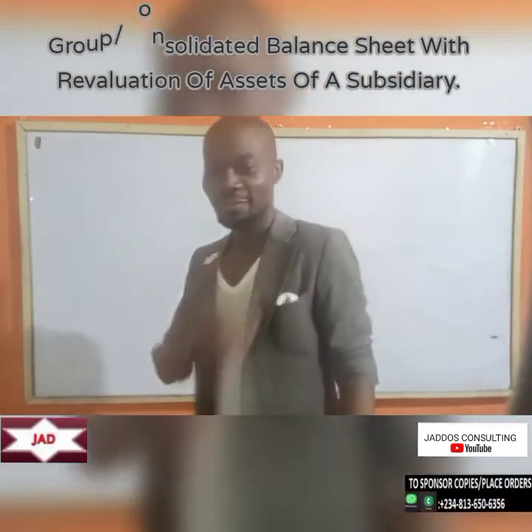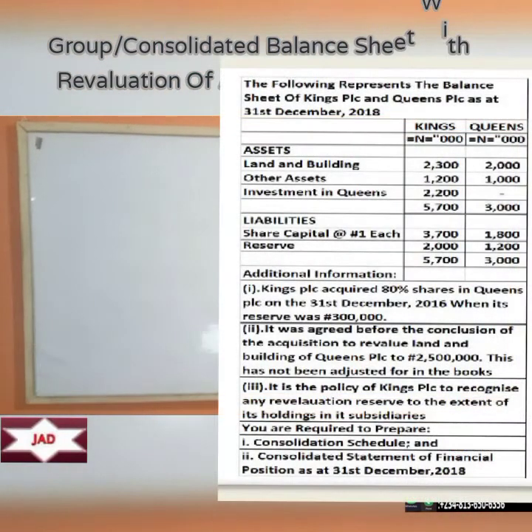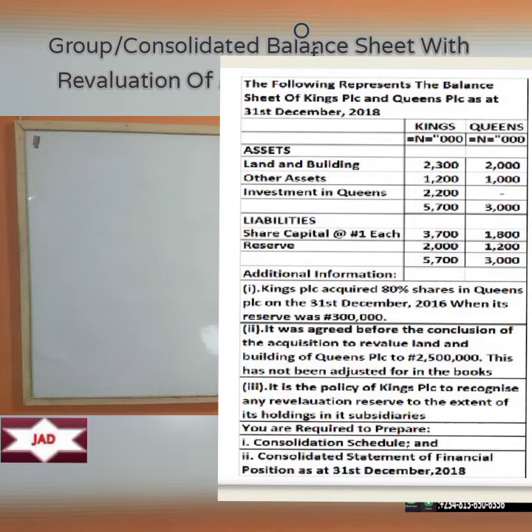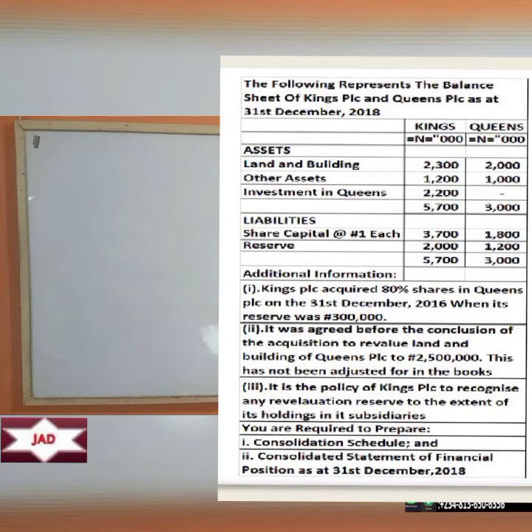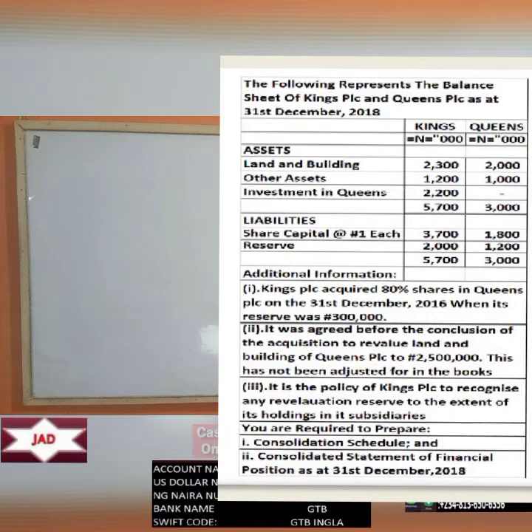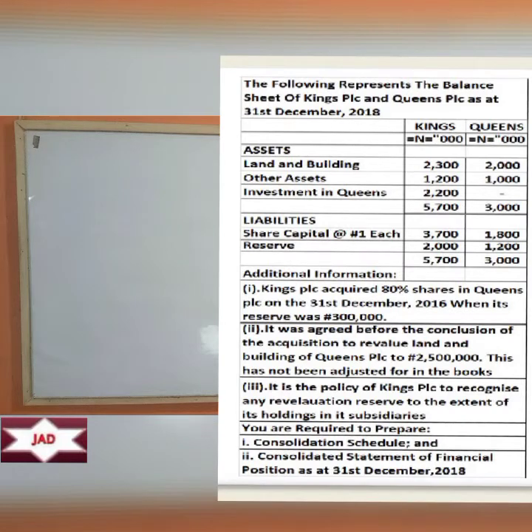Okay, let's take the first question here. The following represent the balance sheet of Kings PLC and Queens PLC as at 2018. So we have the assets here, land and building, other assets, investment in Queens, liability, share capital, reserve. Say Kings PLC acquired 80% shares in Queens PLC on 31st 2016 when reserve was 300 naira. It was agreed before the conclusion of the calculation to revalue land and building of Queens to 2,500. This has not been adjusted for in the books.